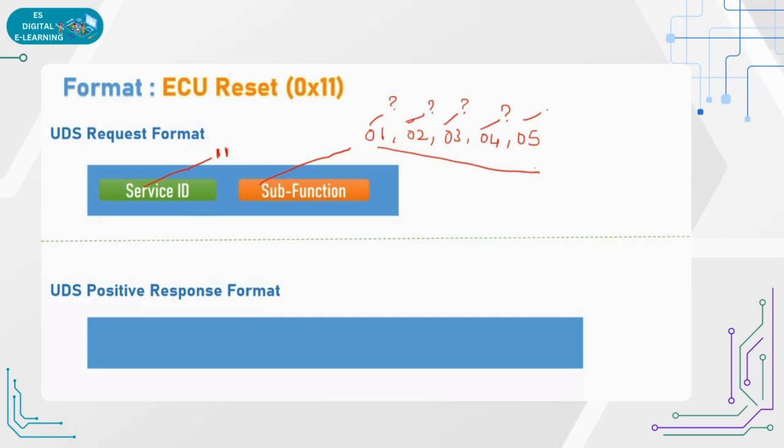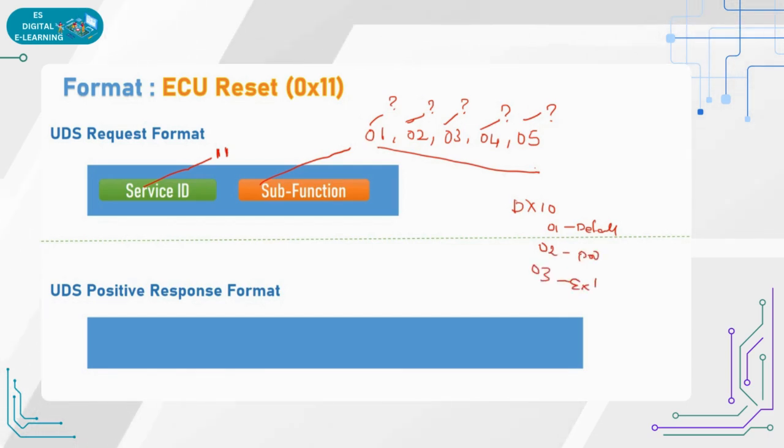Because this is a family, right? For diagnostic session control 10, we know that 01 is the default session, 02 is the programming session, and 03 is the extended session. Similarly, these are sessions. But for restart, whatever reset you are doing, it also has a sub function, but it has different names. So the names differ here. We're going to understand. So this is the request format.